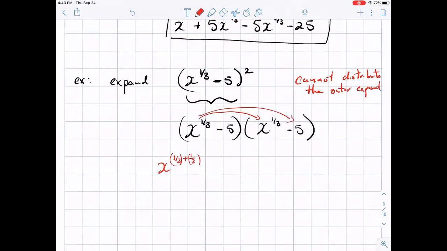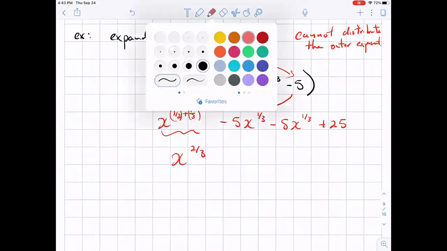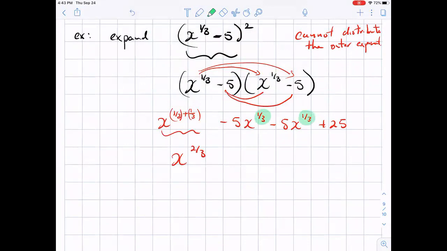Then this times this becomes minus 5x to the 1/3. This times this becomes minus 5x to the 1/3. And this times this becomes plus 25. So simplifying this portion here, we get x to the 2/3. Now notice here that the powers are the same, okay? If the powers are the same, then we combine the coefficients. So this becomes minus 10x to the 1/3, right? You add the coefficients, plus 25. And this is your final answer.